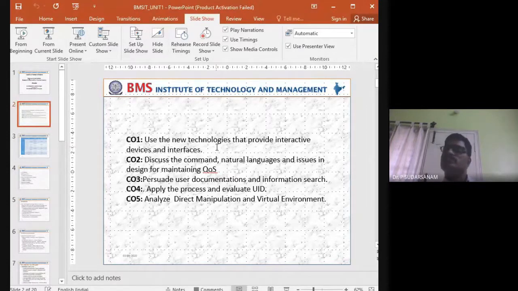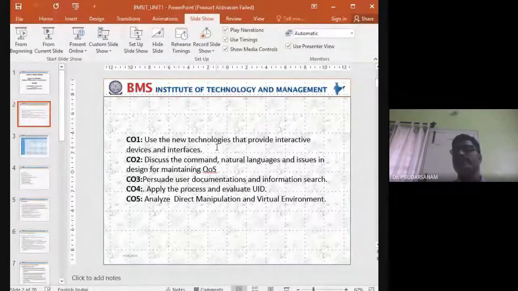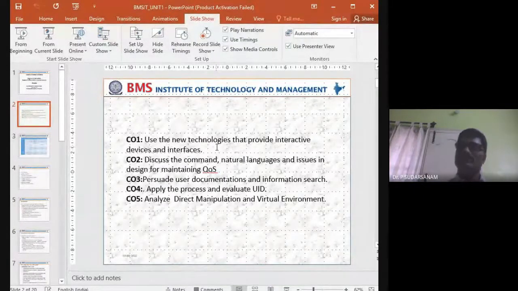So interfaces and all they will be doing. Using the new technology, what is behind everyday updations, what is happening, sometimes we may not be knowing also, but overall developing, they can do all those things. That is what the new technologies provide: the interaction devices and interfaces. That is the first one.